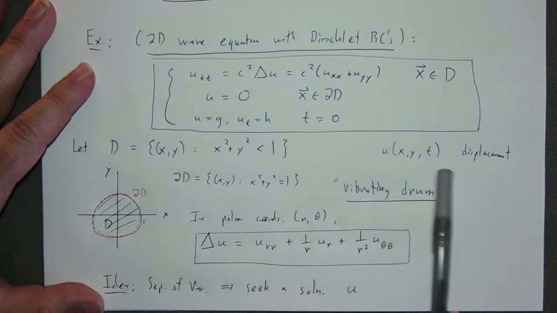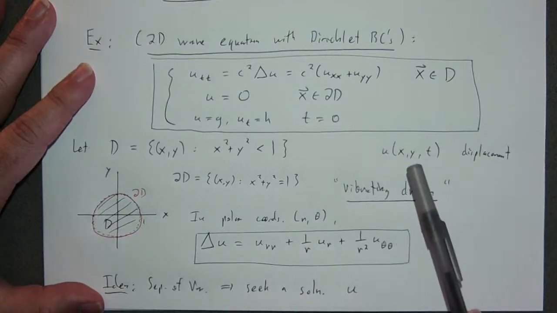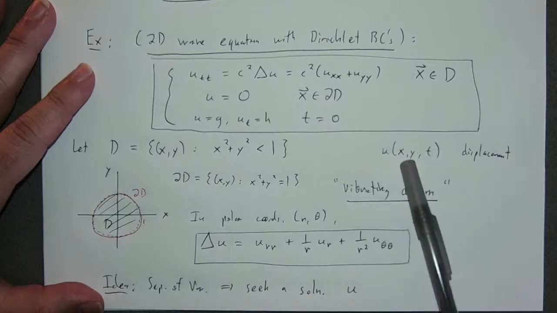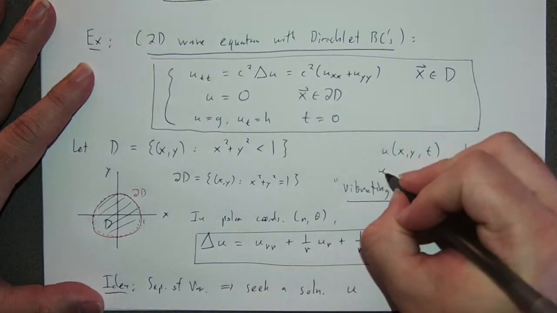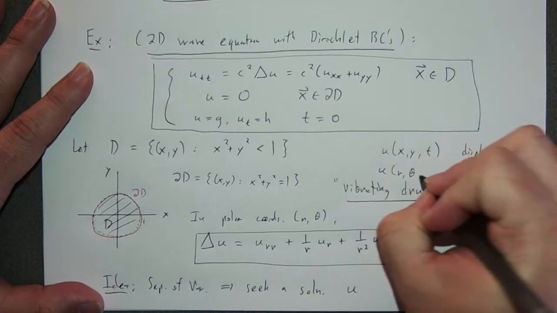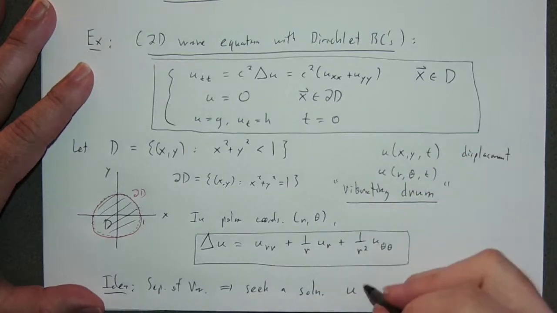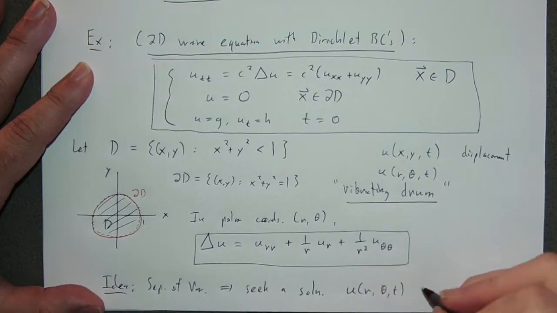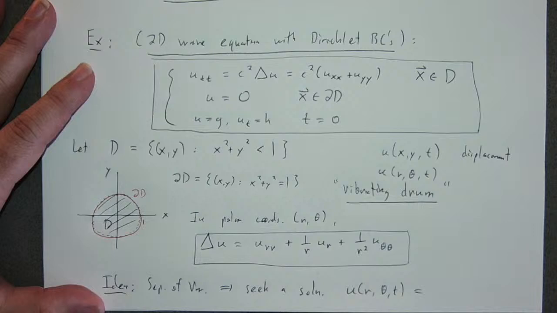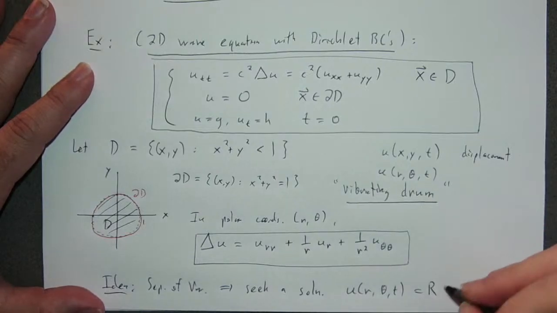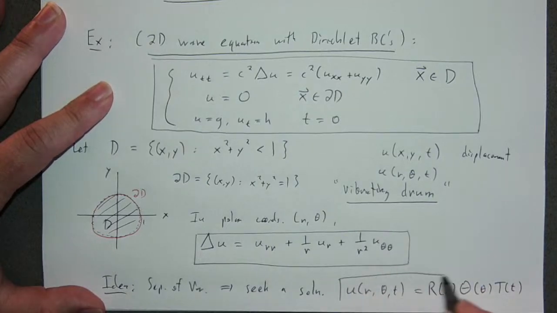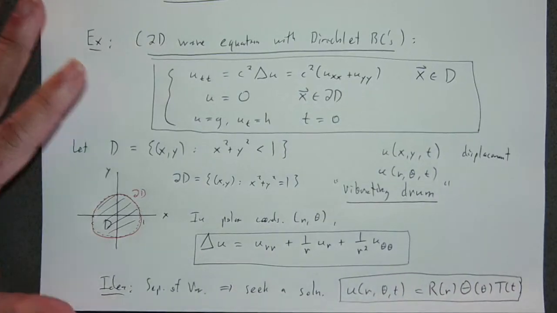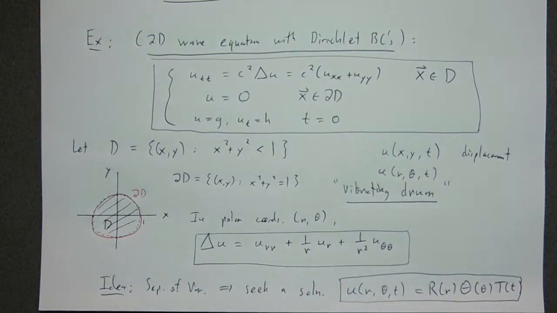So if now my solution where my spatial variables are in rectangular coordinates is u(x, y, t), my solution when I've used polar coordinates for my spatial coordinates is u(r, theta, t). So seek a solution u(r, theta, t) where I've separated these variables completely. So we'll have R(r), Theta(theta), and T(t). Okay. All right, this is a pretty standard trick here.